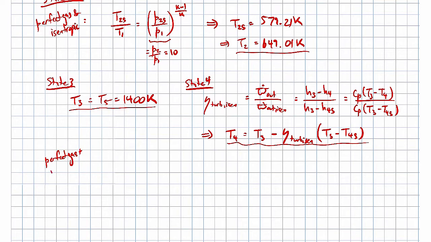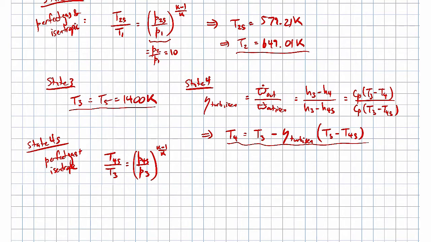Perfect gas and an isentropic process to get to state 4S. So this is what I'm doing: state 4S here. Perfect gas and isentropic, so we know T4S over T3 will be P4S over P3 to the (K minus 1) over K. Now, we know T3. What we don't have yet is P4S over P3.